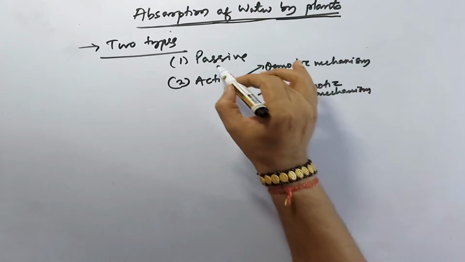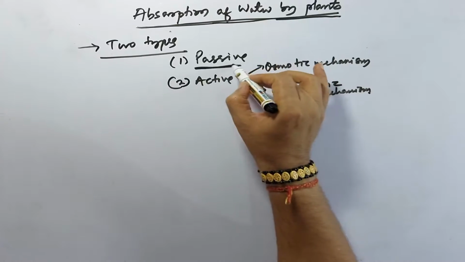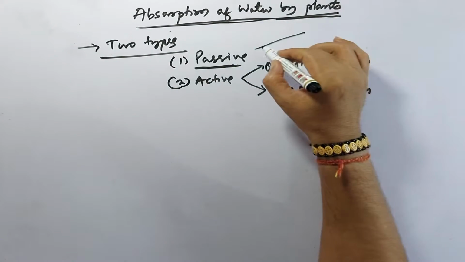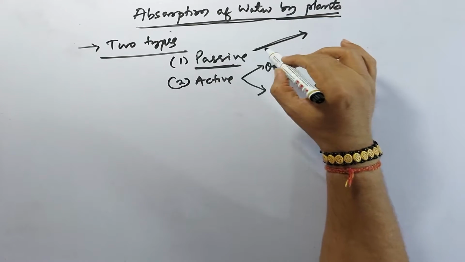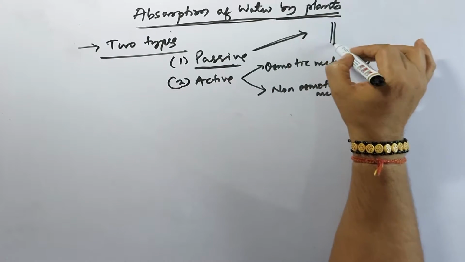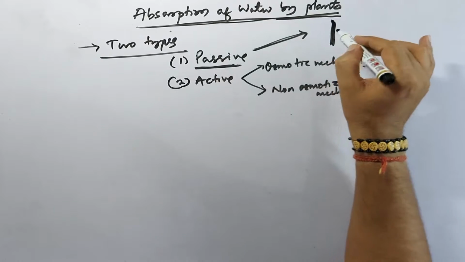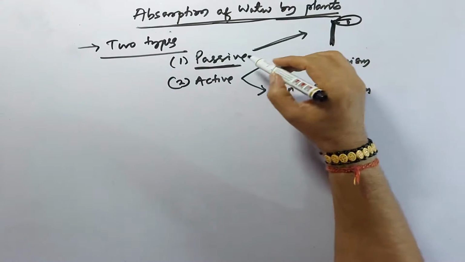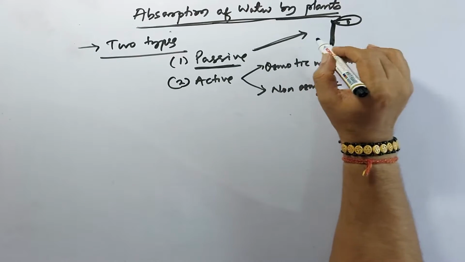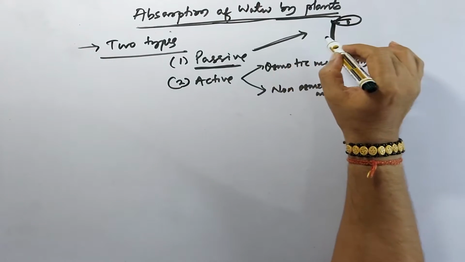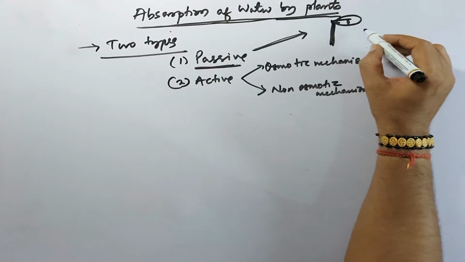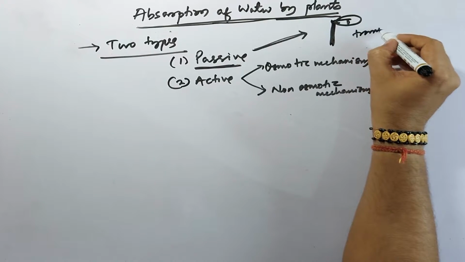What do you mean by passive absorption? This passive absorption is very easy, without any use of energy, simply by the process of transpiration which is occurring. It is a passive process in which no metabolic energy is used, and here it is by the simple process of transpiration pull.